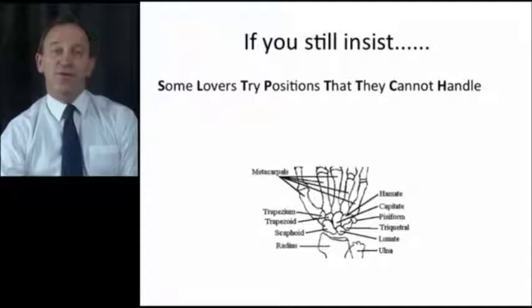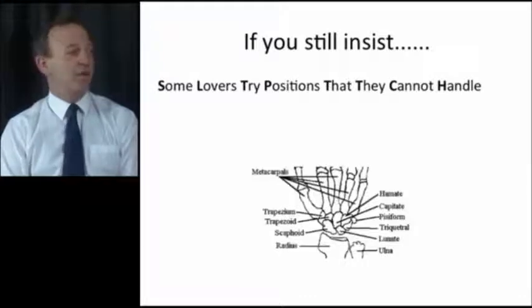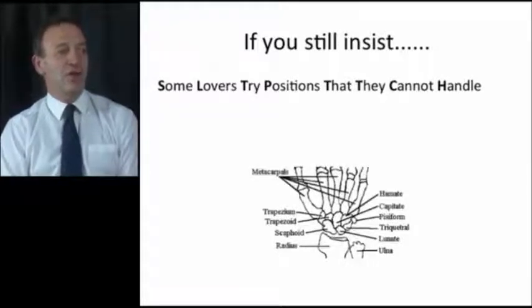And if you insist on trying to remember them, here they are from left to right, with the proximal row first, then the distal row. Some lovers try positions that they cannot handle.